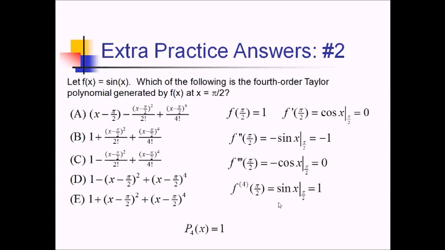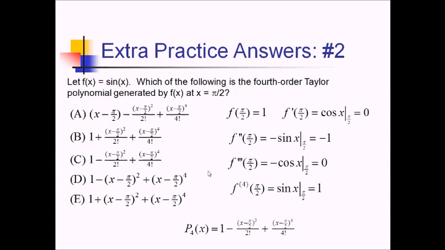Now plugging this into our formula, we have f of pi over 2, so 1. And then we would do plus f prime times x minus pi over 2, but f prime is 0, so we don't write that term. Next we have minus x minus pi over 2 squared over 2 factorial. And then the next term is going to be 0 because of our third derivative. Next we have the fourth derivative, which is 1, times x minus pi over 2 to the fourth over 4 factorial, and we're adding that. And this is it. This is the fourth order. We took 4 derivatives. There we are.